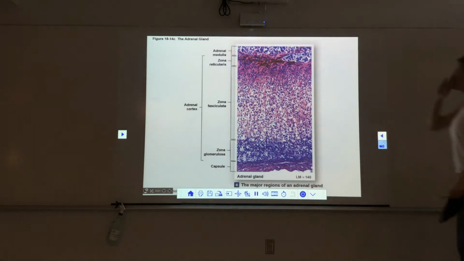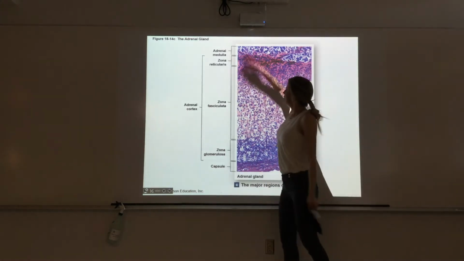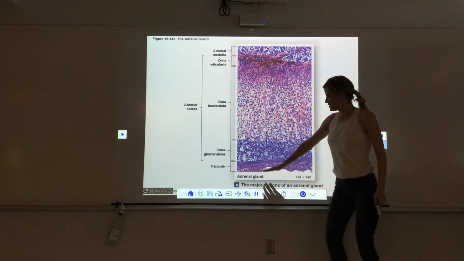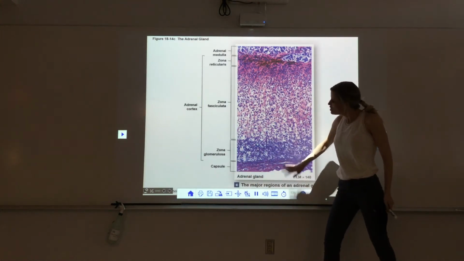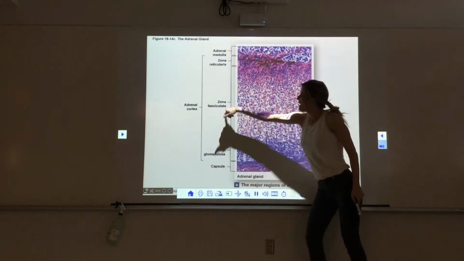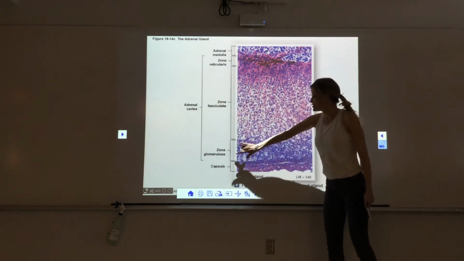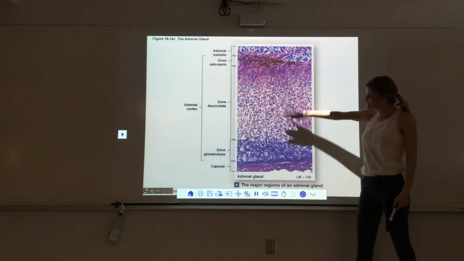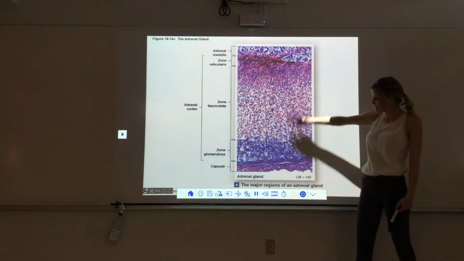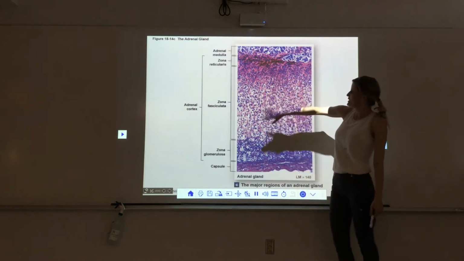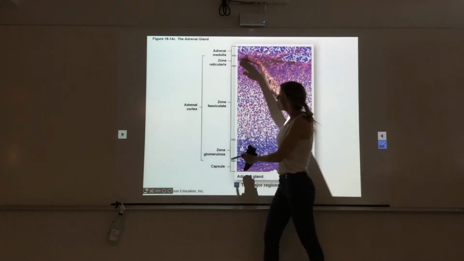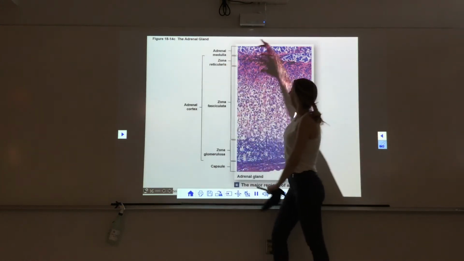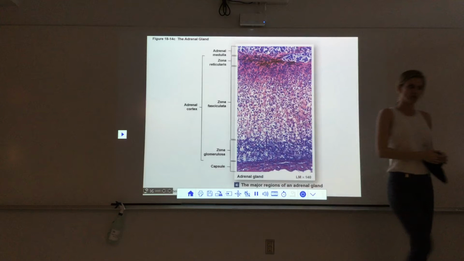So again, looking at them, you see this is the inside, this is the outside. Okay, so this is like the capsule that goes around the outside of the adrenal gland. And we have GFR. So the zona glomerulosa, then you can see how it changes, right? This is distinctly different from this. The zona fasciculata and the zona reticularis. Again, that's all part of the outer cortex. Then on the inside, we go to the adrenal medulla.